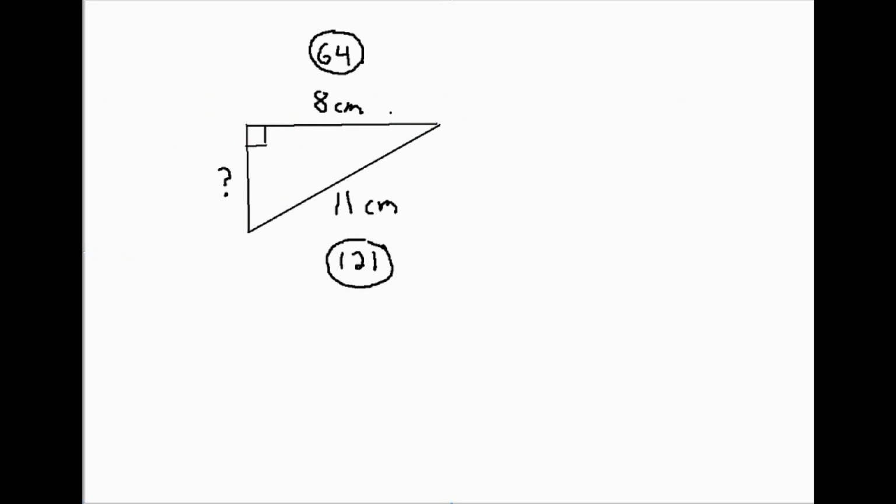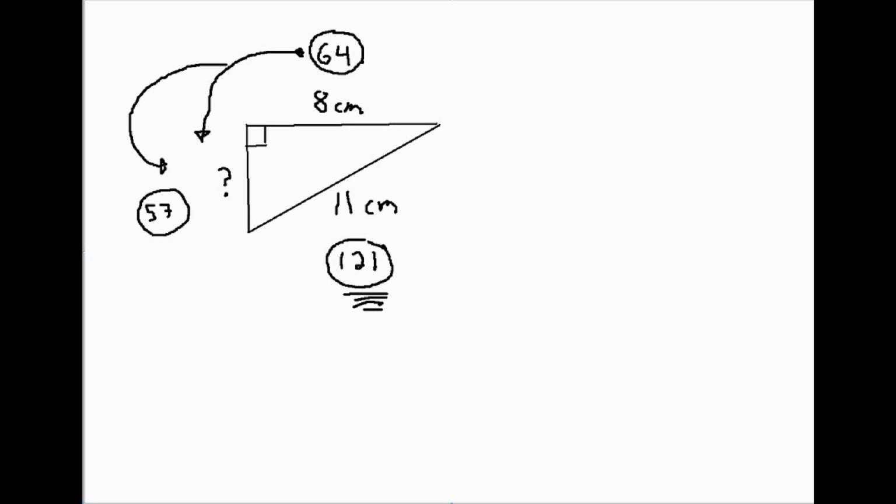Now, as we talked about in Pythagorean's theorem, we add the areas of the two smaller squares together to equal the area of the biggest square. And the biggest square is always going to be attached to the hypotenuse. So that means that 64 plus the area of the square attached to this side is 121. So to calculate the area of the square attached to this side, we have to subtract 121 minus 64. And that gives us 57.